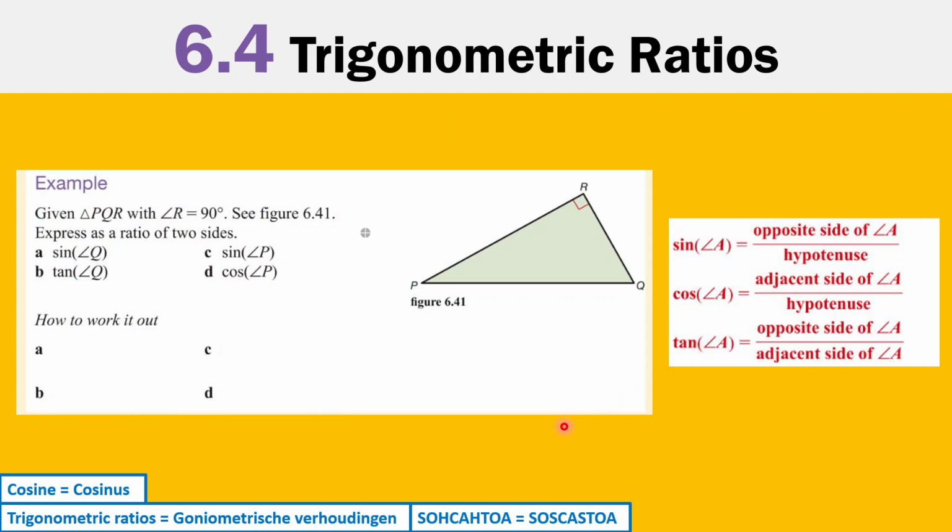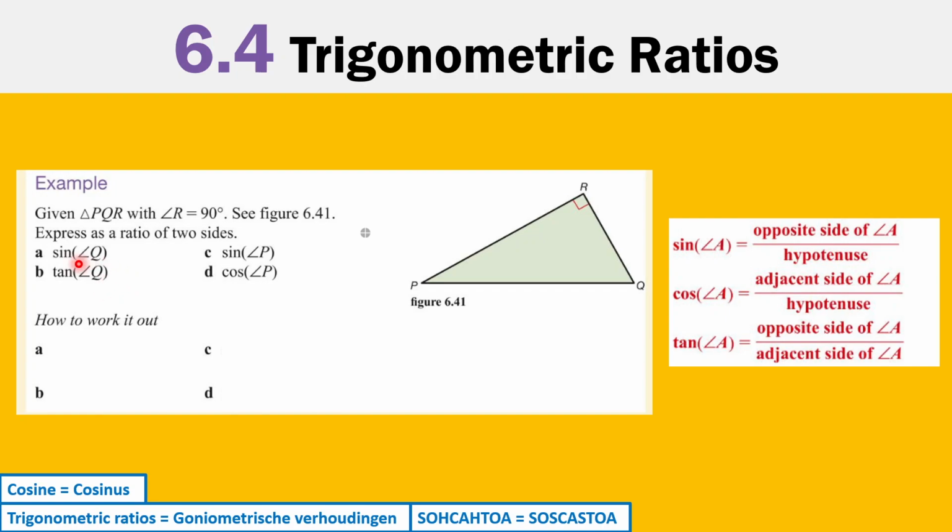And the first exercise that you will do with this is just you practicing with expressing sides in a triangle in such a way. So they want you to express a ratio of two sides when they're giving you a sine or a tangent or a cosine of an angle. And here there are no measurements or dimensions known. So they just want you to write down this expression in such a way.